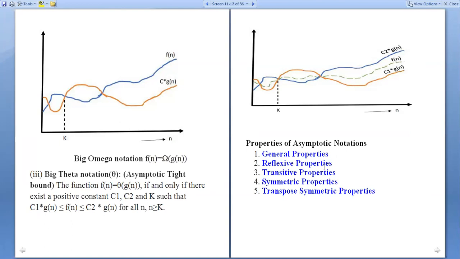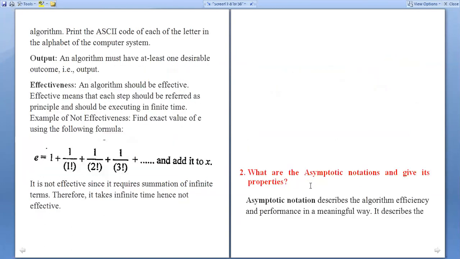So what are the properties of asymptotic notation? See our question here: what are the asymptotic notations and give its properties? Now see what are the properties of these asymptotic notations. Three notations are there. One is big O notation, second is big omega notation, third is theta notation.